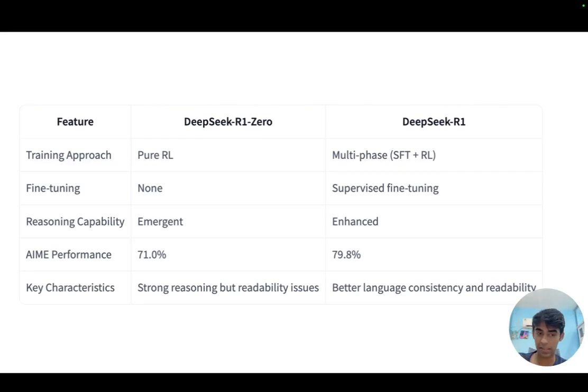Now the key characteristics: it has strong reasoning, but obviously there are readability issues because it is majorly trained for this reasoning purpose only. We don't see any supervised fine-tuning done here. And for the second model, we have better language consistency and readability.